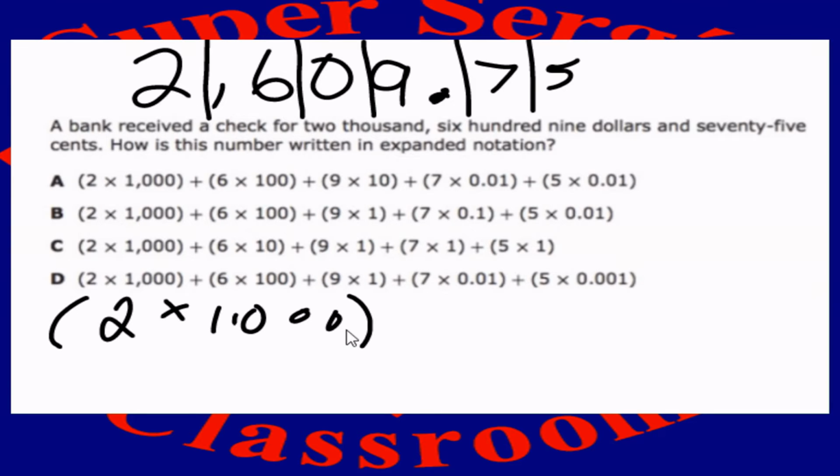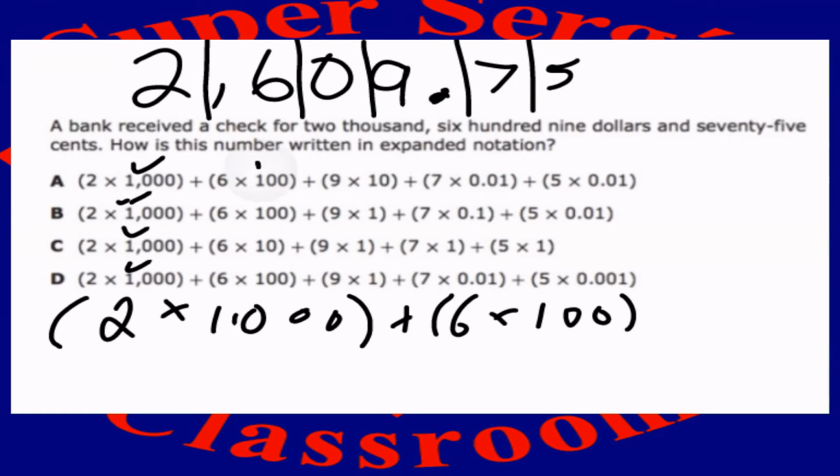And then once I do that, I check each of the answer choices. A has 2 times 1,000. B has 2 times 1,000. C has 2 times 1,000. D has 2 times 1,000. Once that is done, I go to the next place value, which is hundreds. So I go 6, open parentheses, 6 times 100. And then I check each answer choice to make sure they match mine.